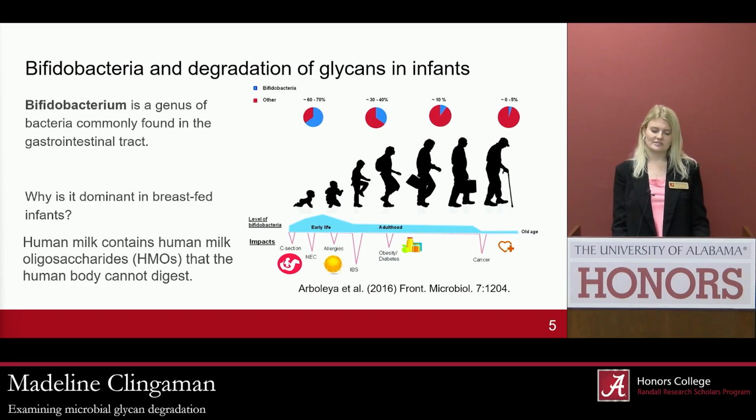When this was first discovered, there were a lot of questions about why the mother would produce these carbohydrates that the baby could not break down. As it turns out, these carbohydrates within the breast milk help select for good bacteria such as bifidobacteria, like I mentioned earlier, which can help protect infants from diseases and different things to keep the infant safe.